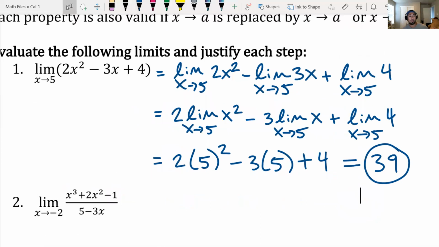Number 2, the limit as x approaches negative 2 of x cubed plus 2x squared minus 1 over 5 minus 3x. Yes, you can apply the limit to the numerator. Yes, you can apply the limit to the denominator, but why not just plug in negative 2? It's as simple as that. So let's go ahead. We will use direct substitution property right away. I'll do a different color, why not?